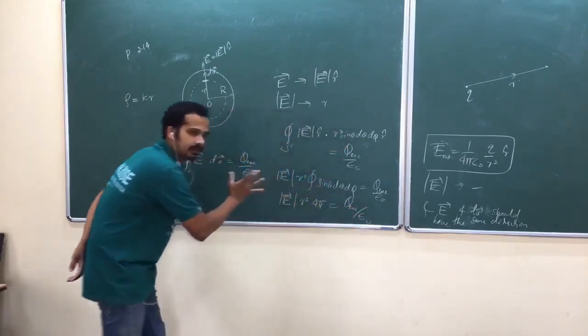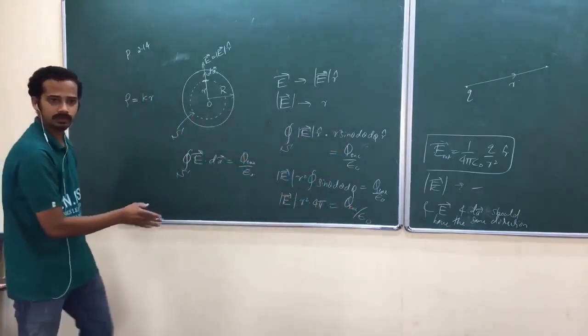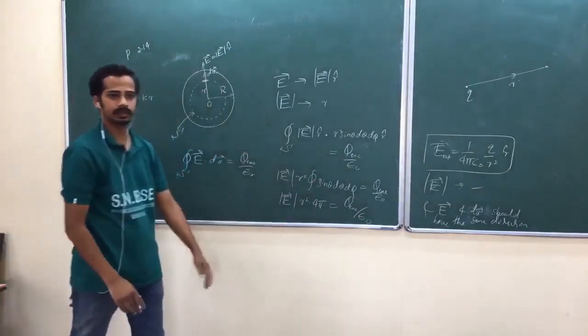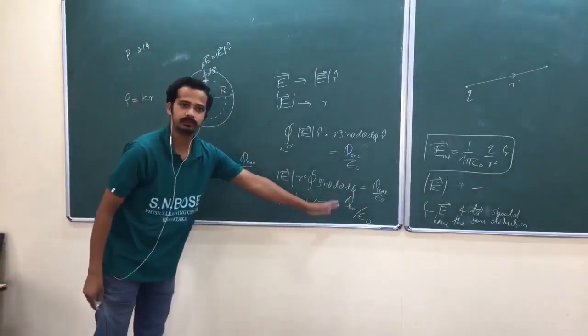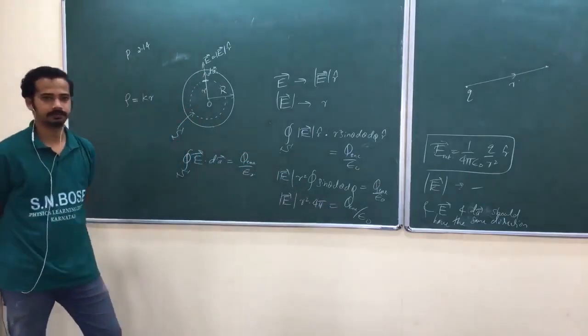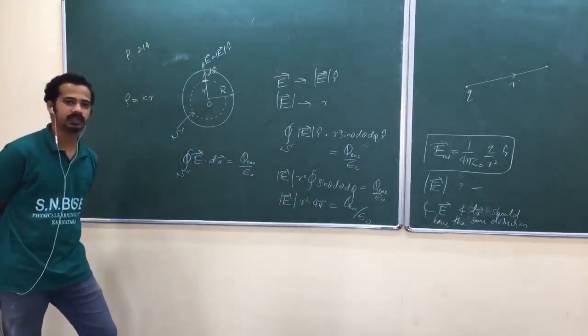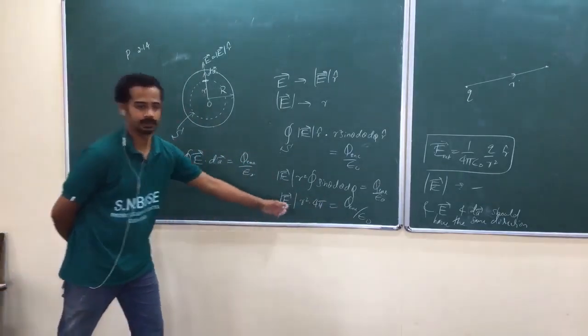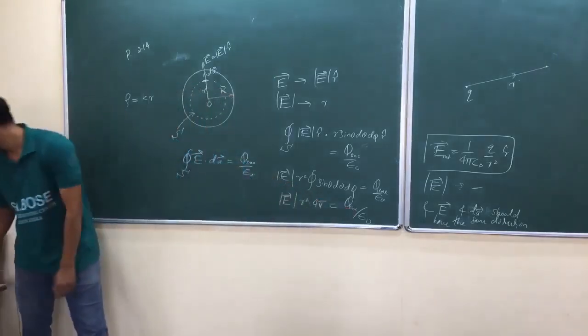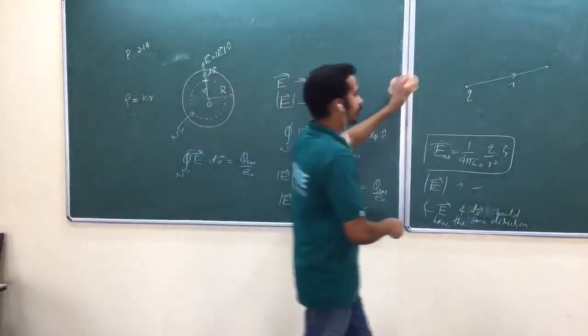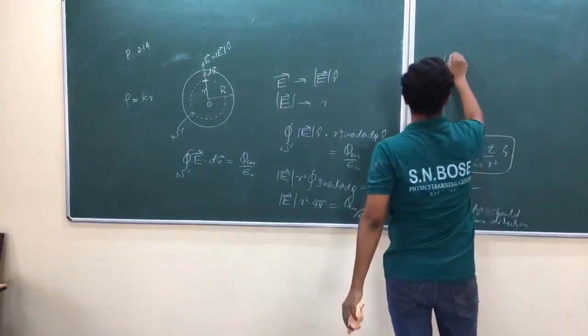This part will be the same for all spherical symmetry problems. You can practice again and you'll get that idea. Whether you take inside or outside, this part will be the same. Only this part you have to take care of. Now, what is the charge enclosed? You have to integrate to find Q enclosed.